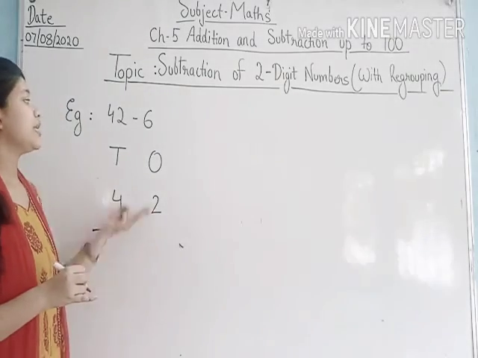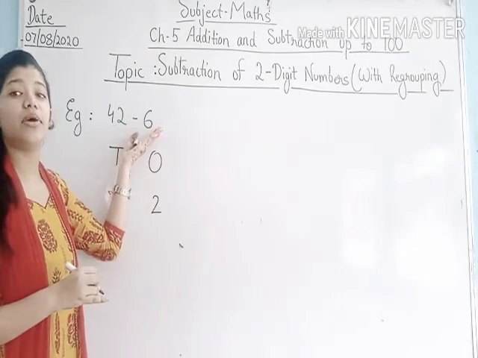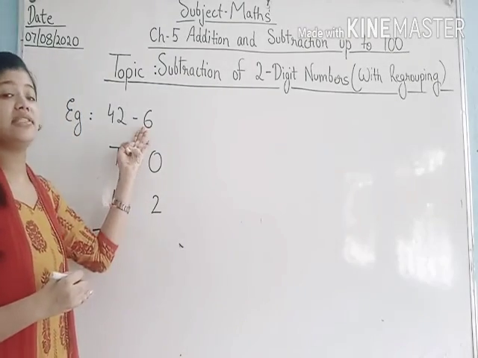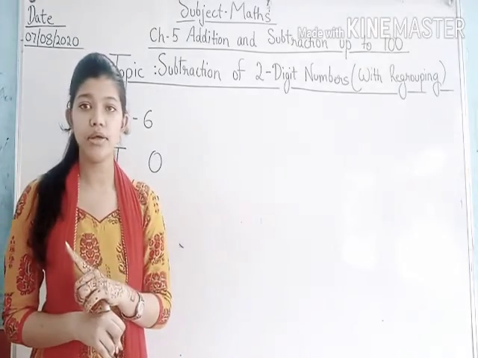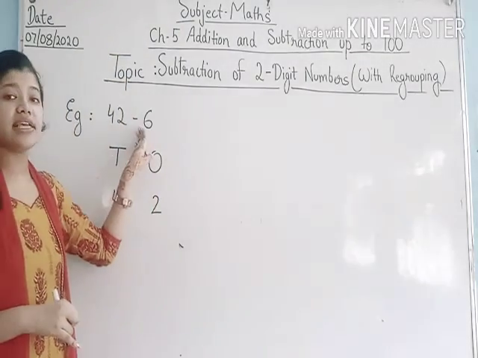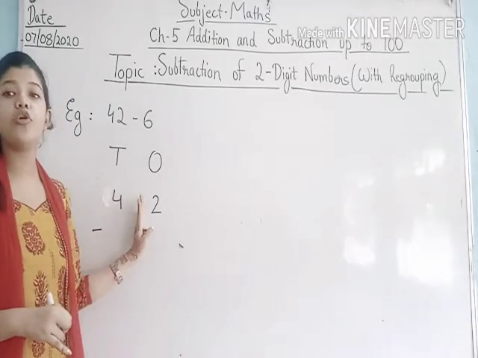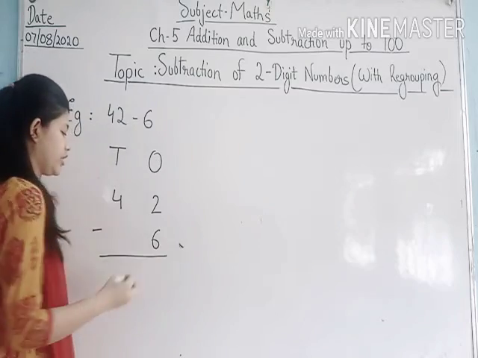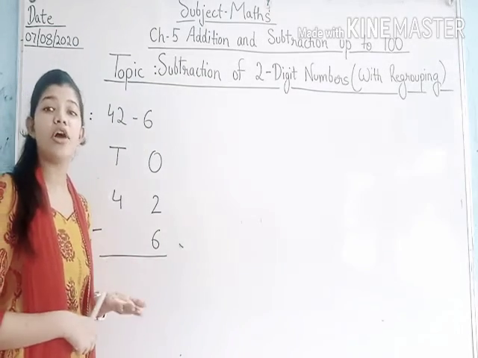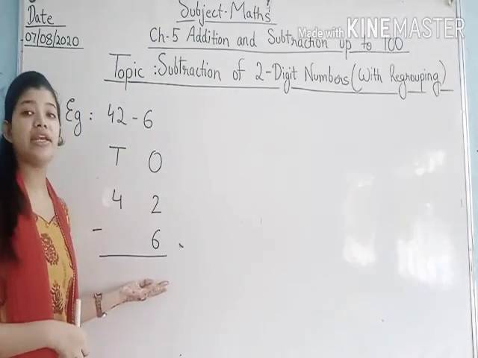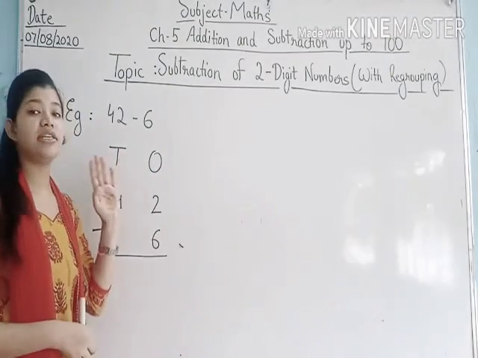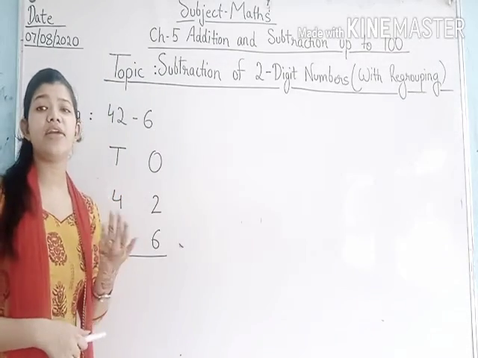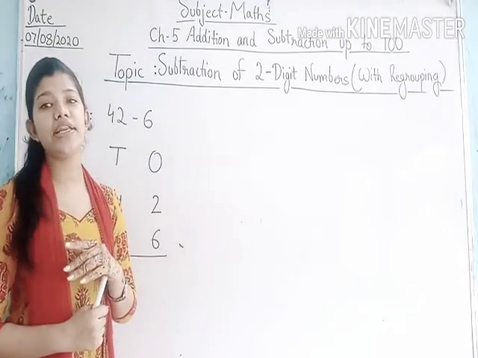Our next step is to write the second number under the given columns. Okay. Now as you can see, 6 is a one digit number. Yes. So it means that 6 will be placed under the column of ones. Okay. So we will write 6 under the column of ones. Now we will step forward to find out the difference of such digits with regrouping. Okay. Now you all tell me, what will be our first step? How we will find the difference?